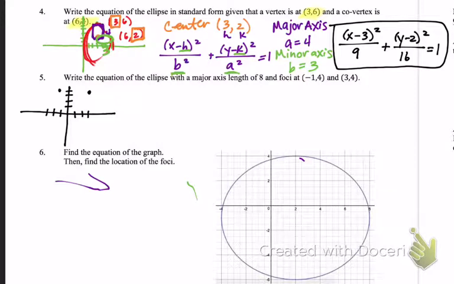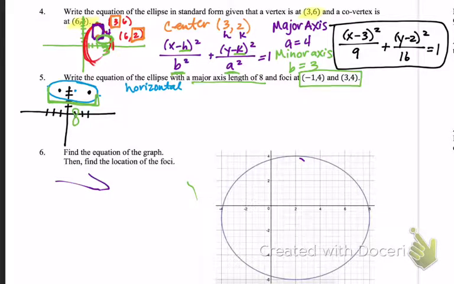So that means that it is going to be horizontal because they're on the same y value. So it's going to look something like this, with my center in the middle. Then the next piece of information it gives me is that my major axis length is 8. So that means from end to end, or vertex to vertex, that is also 8. So what I need to do is find this center. This center is going to be the midpoint between my foci.